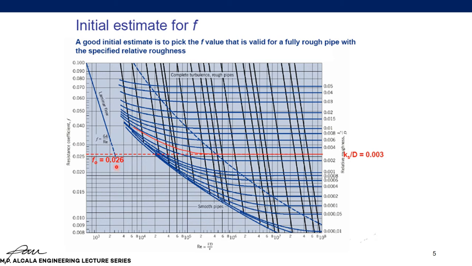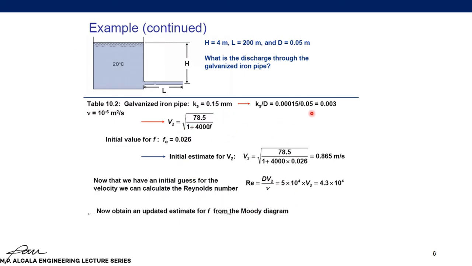Now, with a friction factor equal to 0.026, you simply input the roughness and the friction factor, which gives you one equation with one unknown. Once you input f here, 78.5 over 1 plus 4,000 multiplied by 0.026, taking the square root of it will give you a velocity of 0.865.